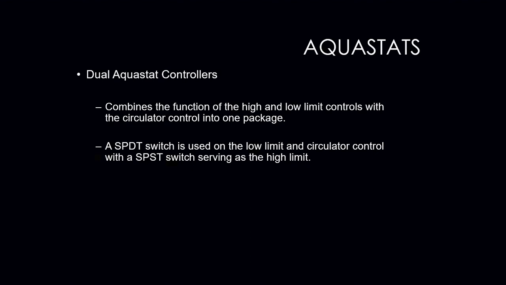So in the event of a high limit, the burner gets too hot, the single pole single throw switch opens and shuts off the burner. The single pole double throw switch is going to turn the burner on, or turn the circulator on, back and forth, either way.